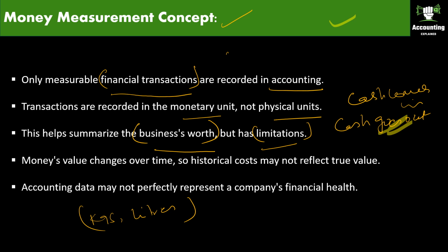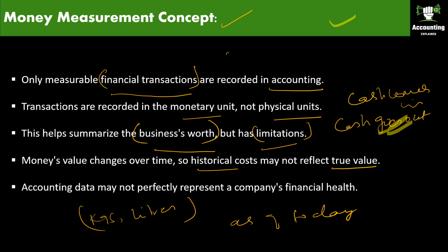See the next point: money value changes over time. So historical cost may not reflect the true value. When you record transactions using monetary value, it gives your stall's financial health as of today, but it does not project future scenarios. Only what you have spent and what you have earned today is given. It does not give future projections. It considers only the money spent. That is called the historical cost. It is already spent, that is why it is called historical cost.